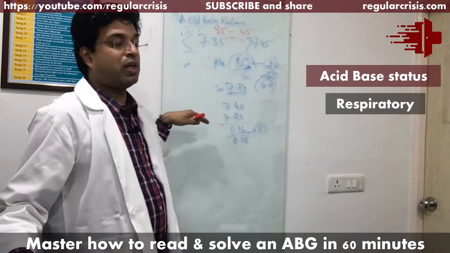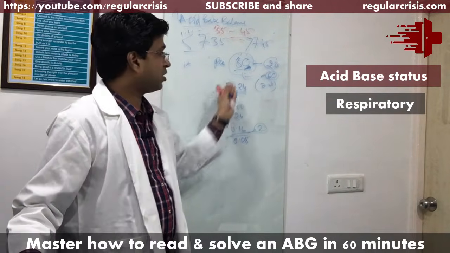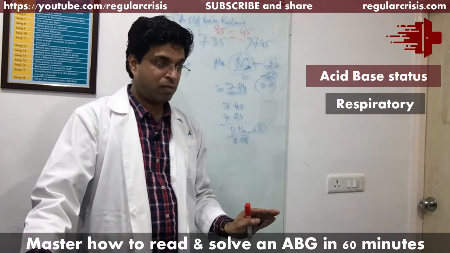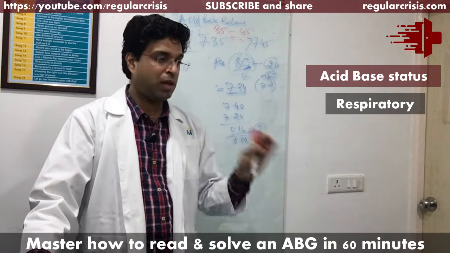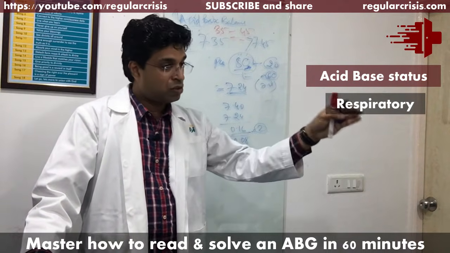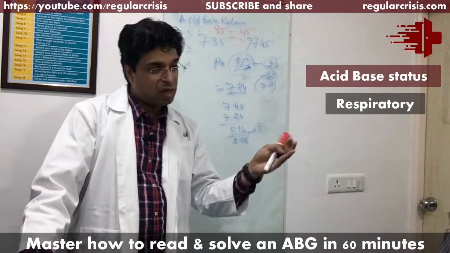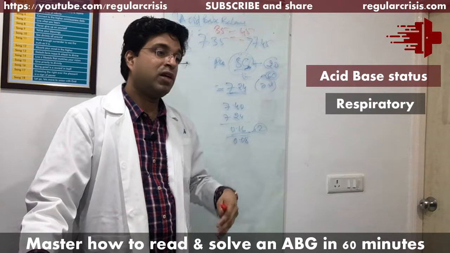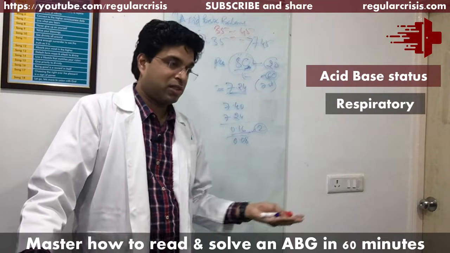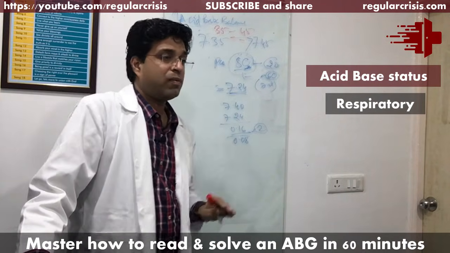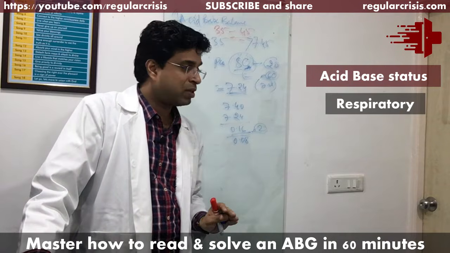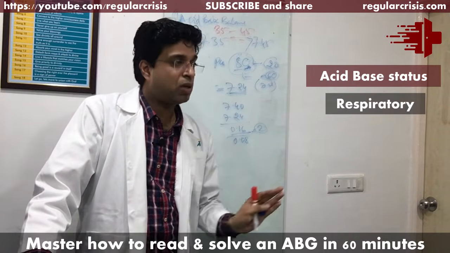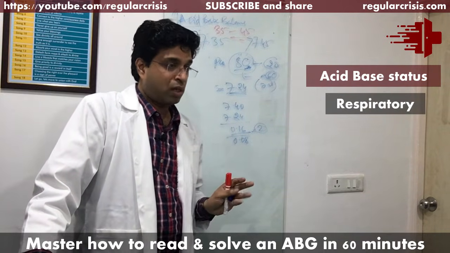You don't have to target to bring it down to 40. If this patient comes, you will put him on BiPAP or ventilate, and bring the PCO2 level down to somewhere around 60, not below 60 or 50. Otherwise it will develop respiratory alkalosis. So don't panic just by seeing the PCO2 level in any patient. You need to calculate how much is the acute component and how much is the chronic component.